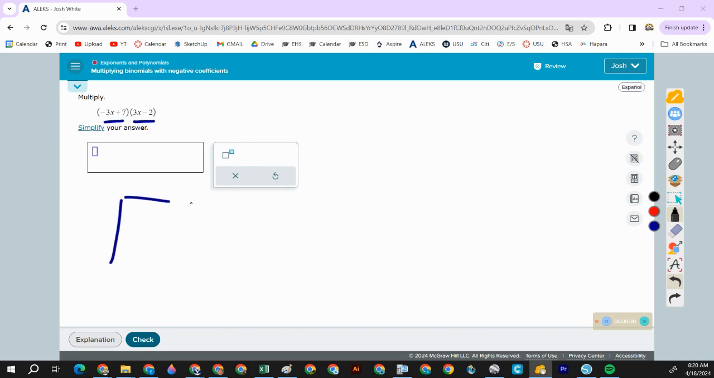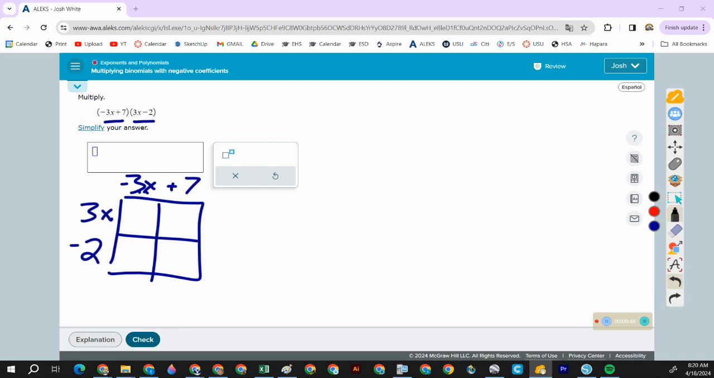And I'm going to build a box that has 2 rows and 2 columns, and I will put one of the binomials on top. So negative 3x plus 7. And I'll put the other one on the side, 3x minus 2. And then each square inside the box is the product of the row and column that it resides in. So this first one is going to be 3x times negative 3x, which is negative 9x squared. And then 3x times 7 is 21x. And then negative 2 times negative 3x is 6x. And negative 2 times 7 is negative 14.